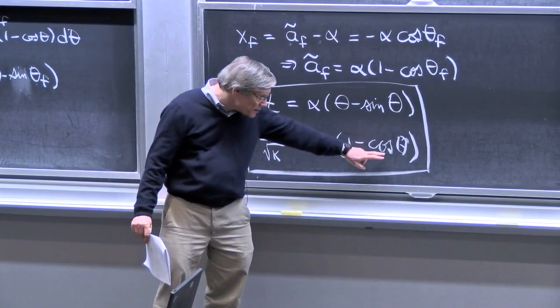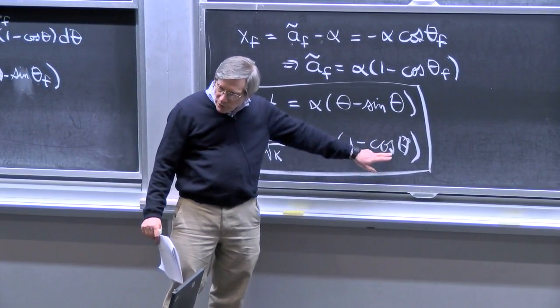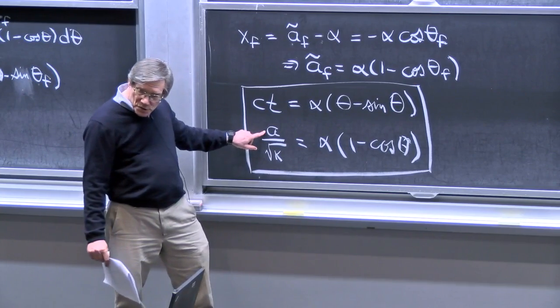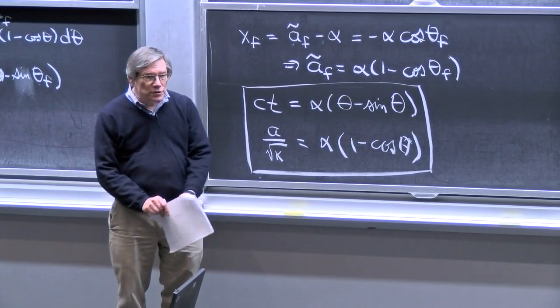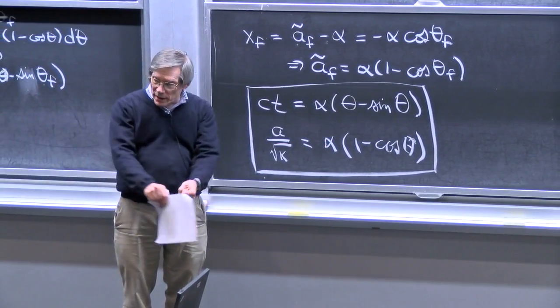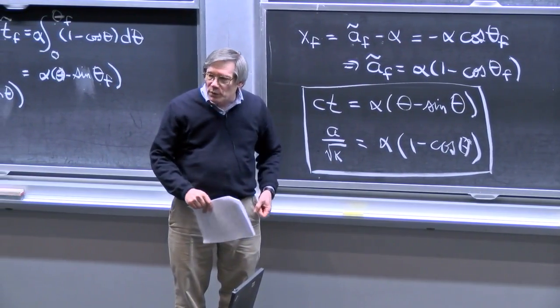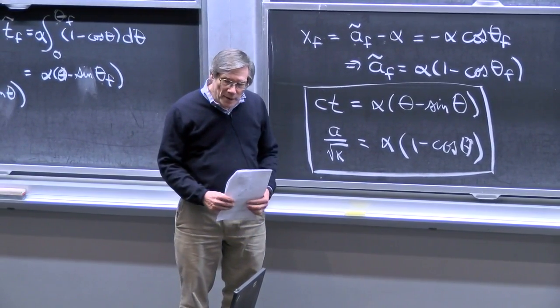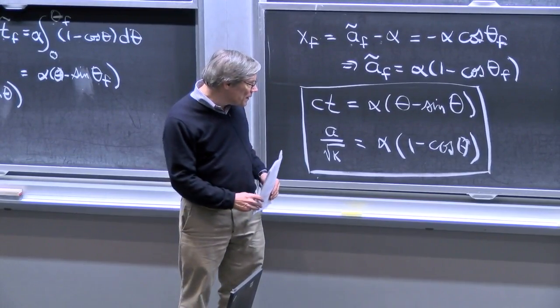And then by the time theta equals 2 pi, you're back to where you started from. A is again equal to 0. We have a universe which starts from 0 size, goes to a maximum size, goes back to 0 size, giving a big crunch at the end. And that's the way this closed universe behaves.